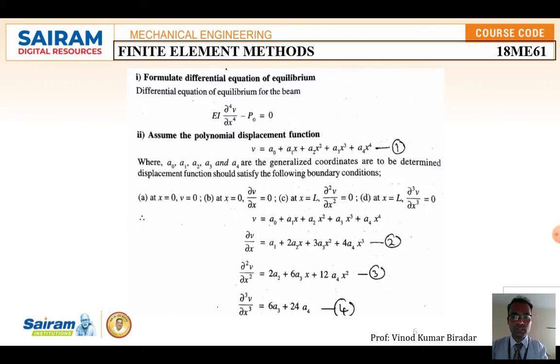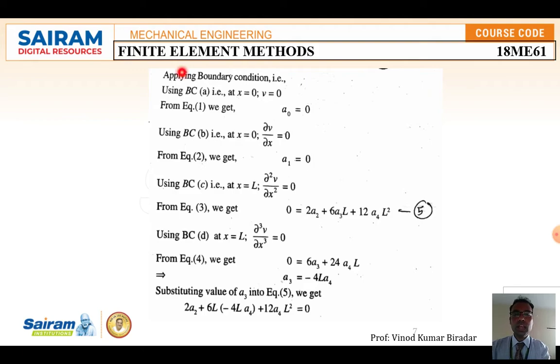Here the first equation, at x is equal to 0, v is equal to 0. Applying the boundary condition, you are going to get a0 is equal to 0. Again the second boundary condition, at x is equal to 0, dou v by dou x is equal to 0, so you are going to get the a1 value. Again the boundary condition at x is equal to L, dou square v by dou x square is equal to 0, so from equation number 3 you are going to get 0 is equal to 2a2 plus 6a3L plus 12a4L square. We know the a0 value and a1 value.